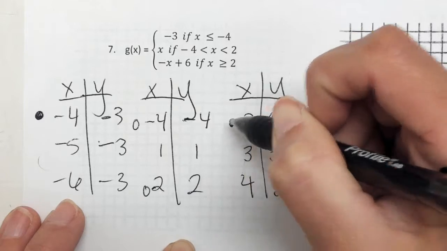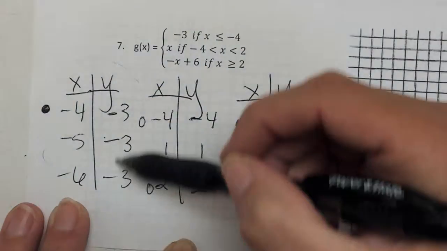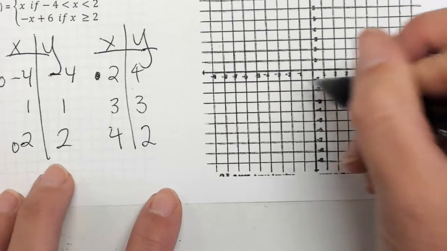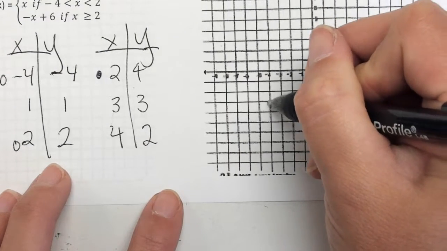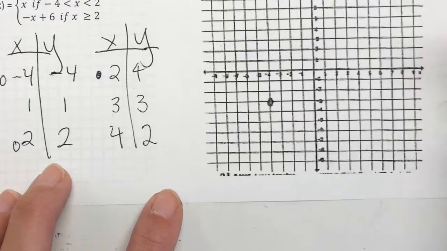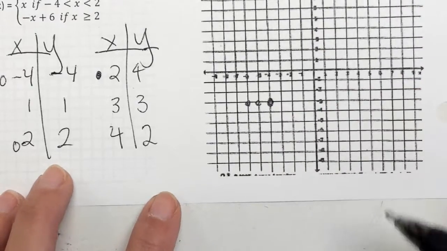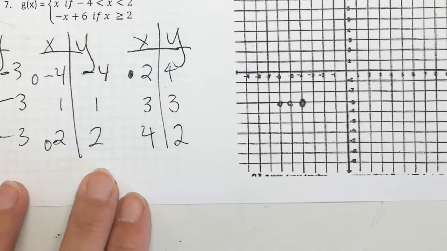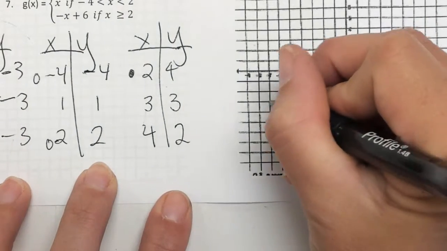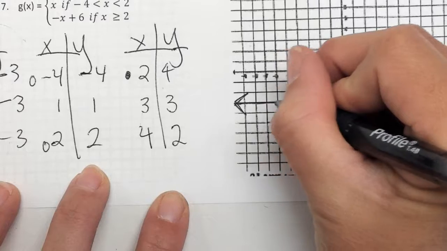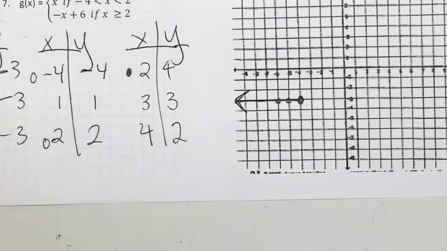Go ahead and graph all of these points. Start with these first. So -4, -3 is going to be right here. And it's going to be closed. -5, -3, and -6, -3. And then connect your lines, or dots. That's the first piece.